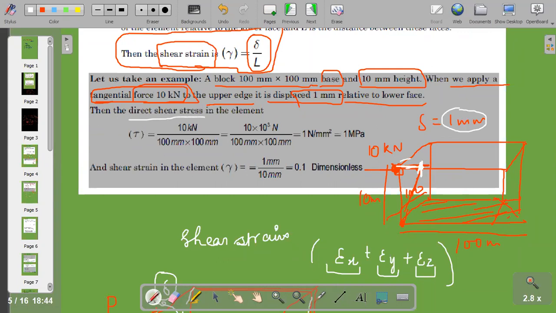See, so this displacement is 1 mm. Then the direct shear stress in the element. What is the formula for the shear stress? This is a stress, not a strain. Shear stress is force per unit area. What is force? Force is given as 10 kilonewton, 10 into 10 to power 3.